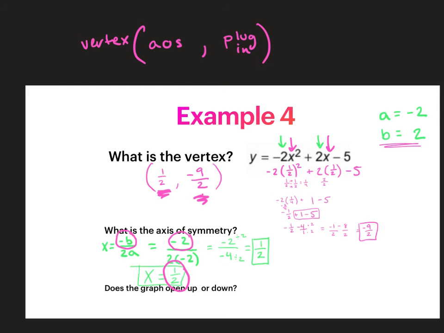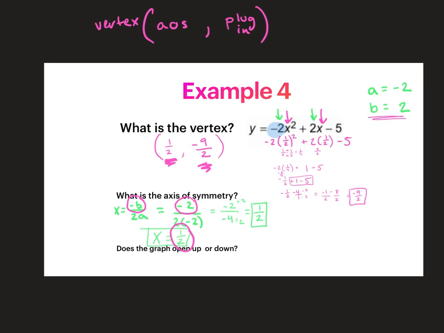All right, we have one last question on this page. Does this graph open up or open down? Good. It opens down because we have a negative a. So since our a is negative, it opens down. If a was positive, it would open up.